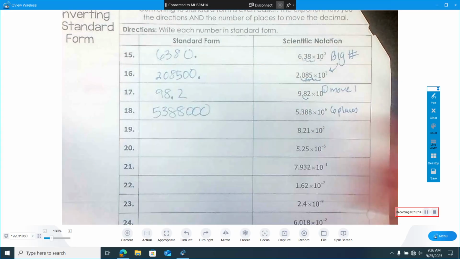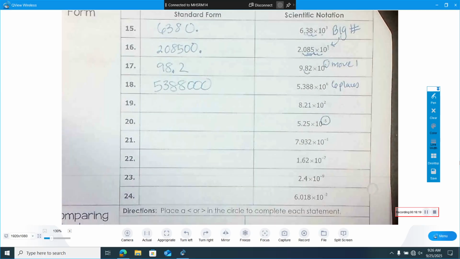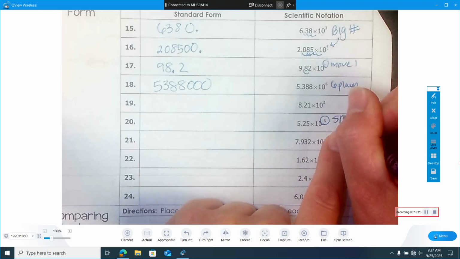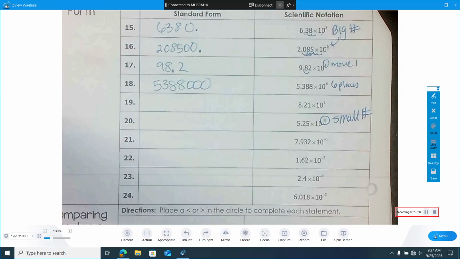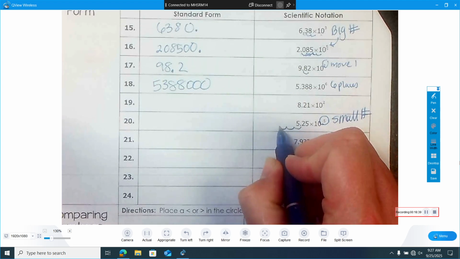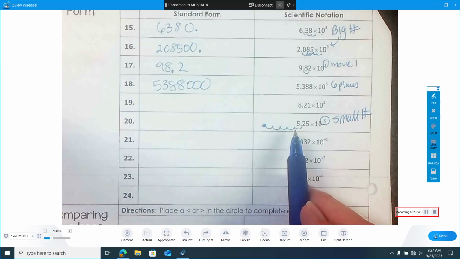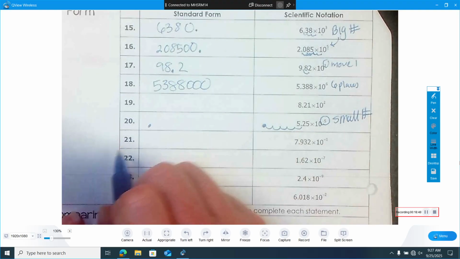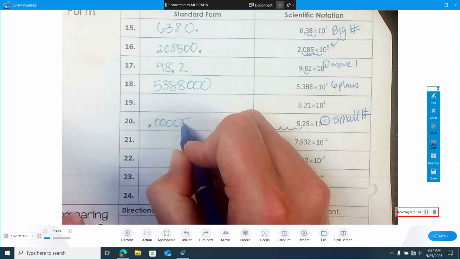All right. Let's get down to number 20 here. These have negative exponents. What kind of number does that create? A little number, little small numbers. So negative exponents are going to tell me, before we were moving everything to the right, these are going to move to the left to create a smaller number. So 1, 2, 3, 4, 5 spaces to the left, and I got to fill in all those little hops with zeros. So point 0, 0, 0, 0, 0, 0, 0, 0, 5, 2, 5.